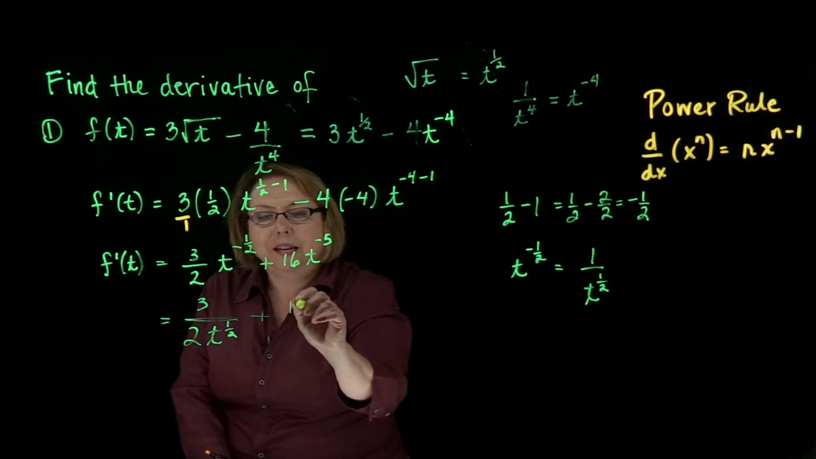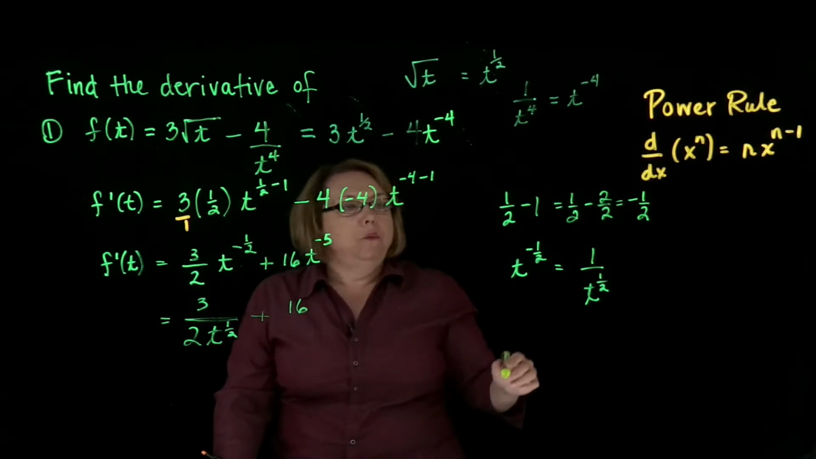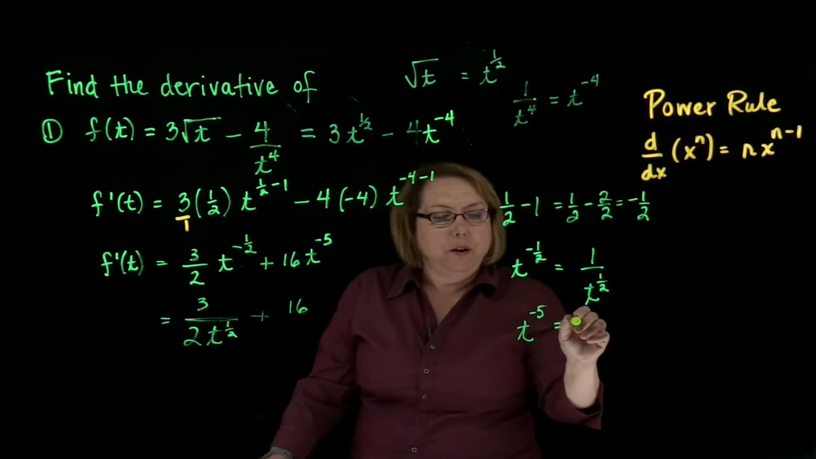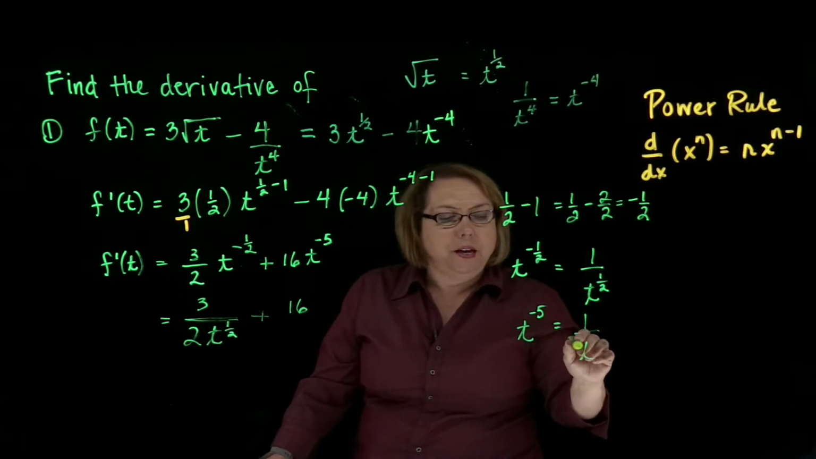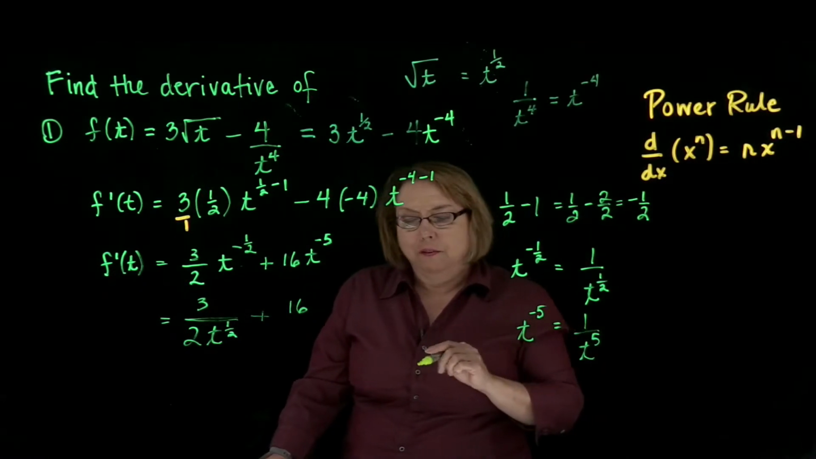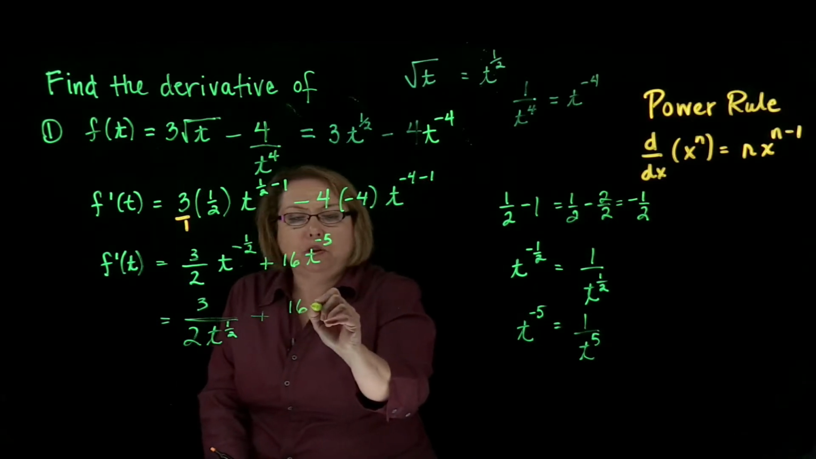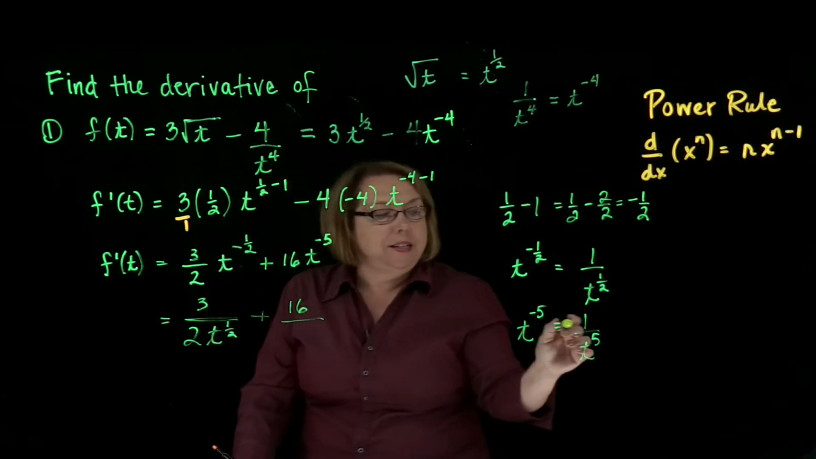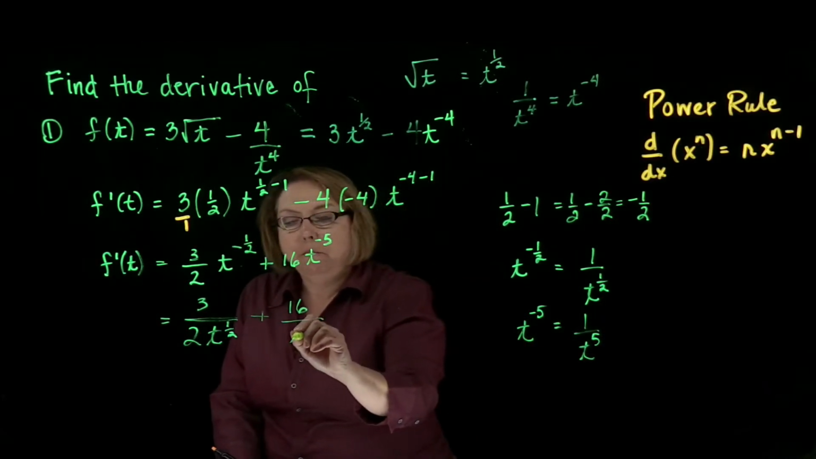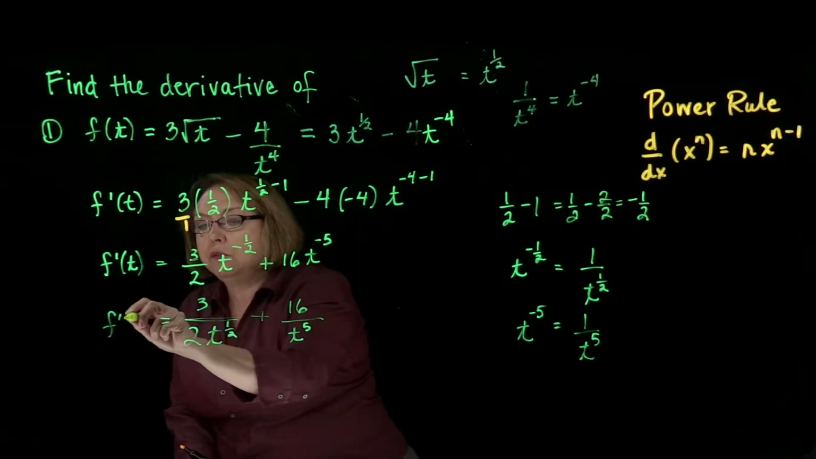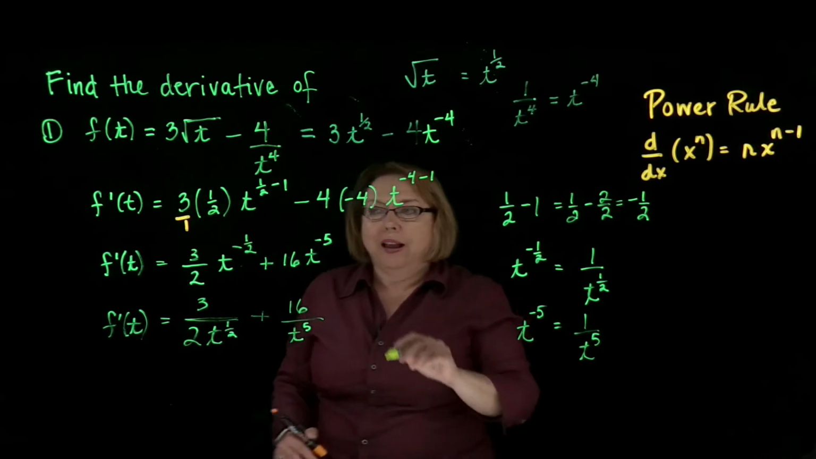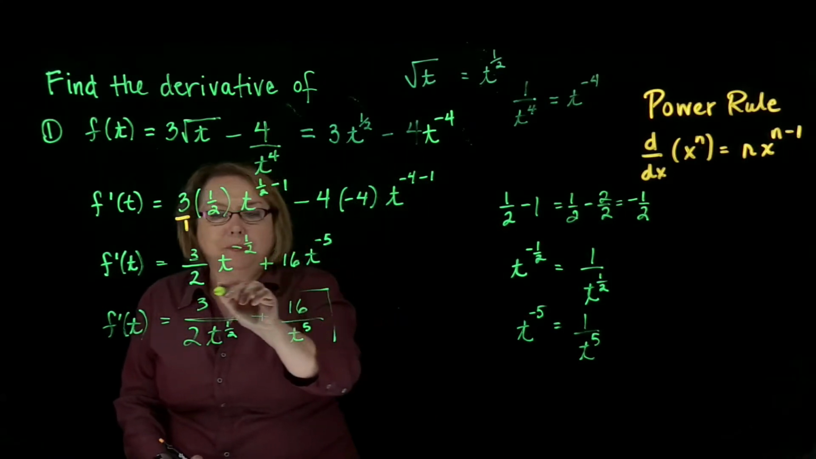Plus 16, the same thing here. We have t to the negative 5, which is going to be 1 over t to the 5th. All right? So we'll be multiplying the 16 times 1 over t to the 5th. 16 times 1 is 16, divided by t to the 5th. And this is the best form. It's the very nice form of our final answer for this problem.